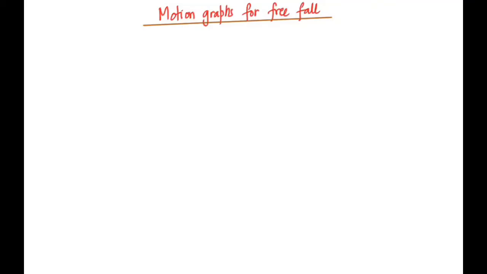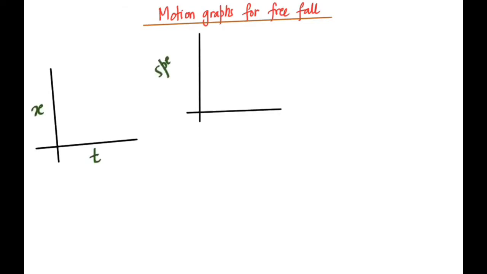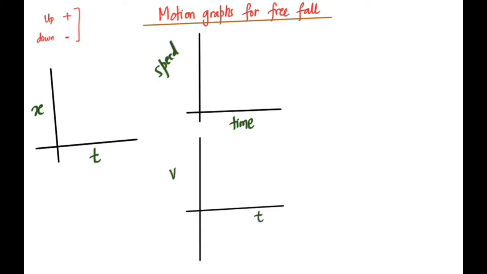Let's analyze motion graphs for free fall. So we are going to look at three types of graphs. One is the position time graph, one is a speed time graph, and one is the velocity time graph. We are going to consider upward direction as positive and downward as negative, and we will use it for any vector quantity like velocity in our case.